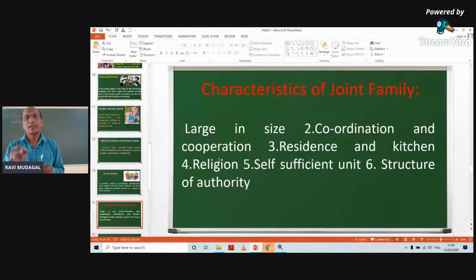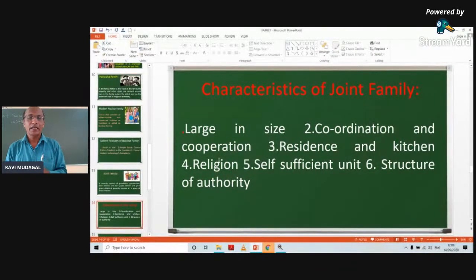And one more characteristic of a joint family is residence and kitchen. You need to understand residence and kitchen. Residence: one home, people live in one home. Kitchen: in joint family, we see only one kitchen. People live under one roof and they maintain only one kitchen. When it comes to joint family, we find one residence and one kitchen. No separate, no two kitchens. We can find only one kitchen. Under one roof, they live happily. This is the third characteristic of joint family.